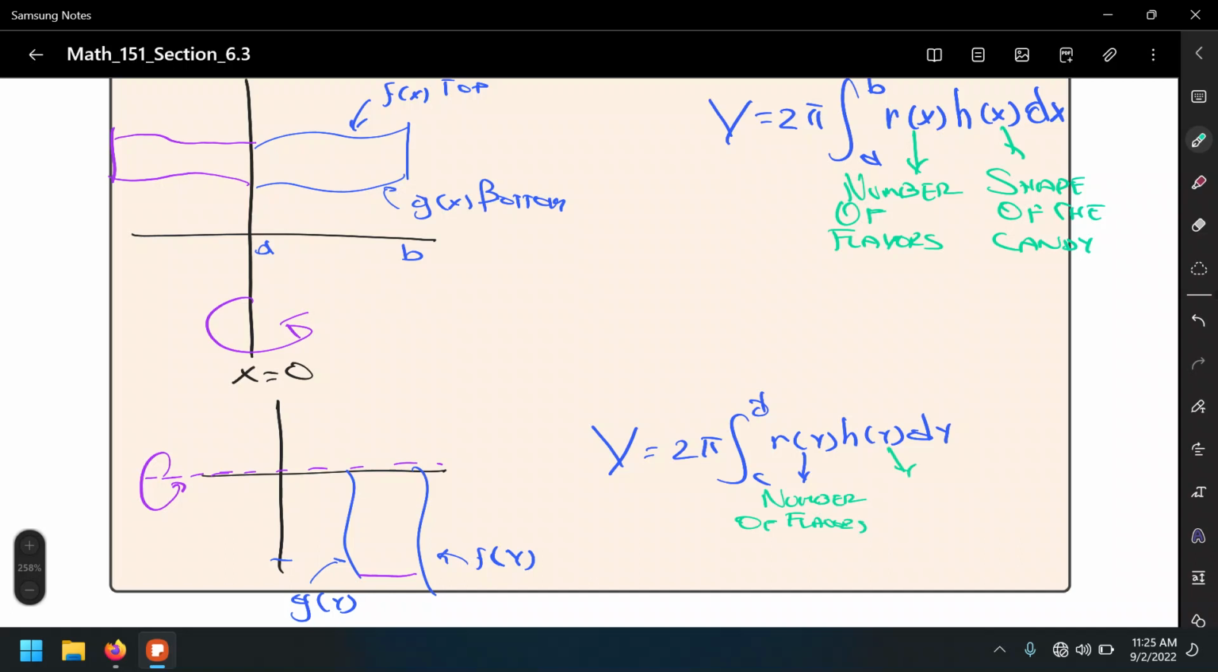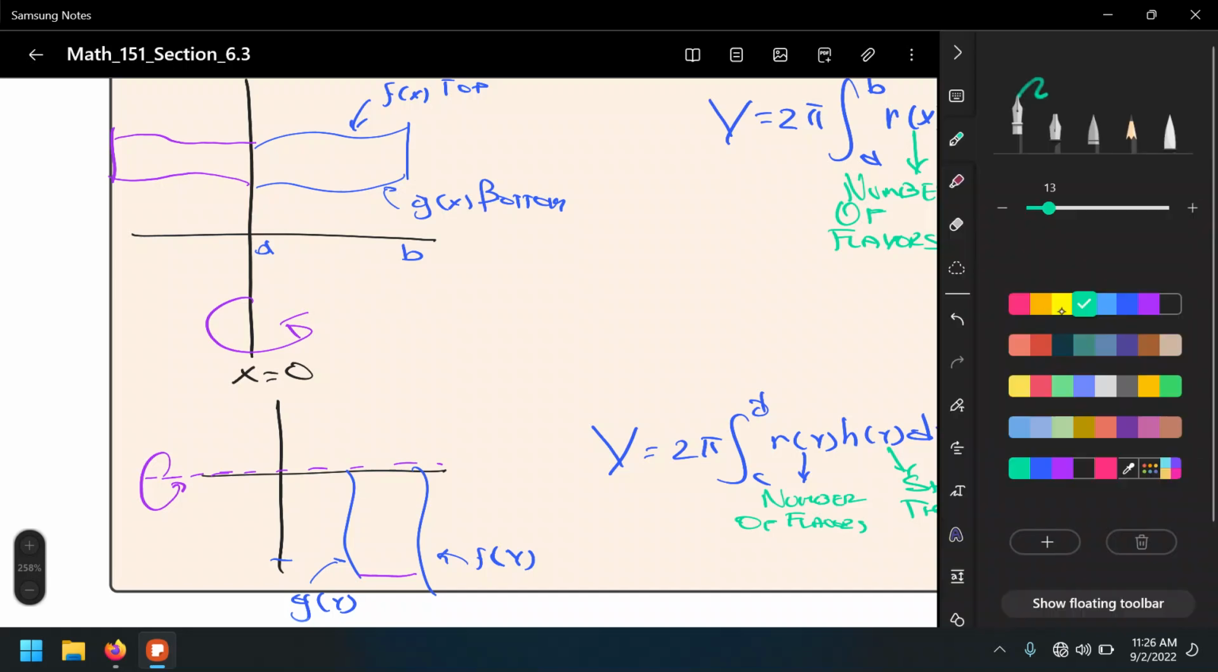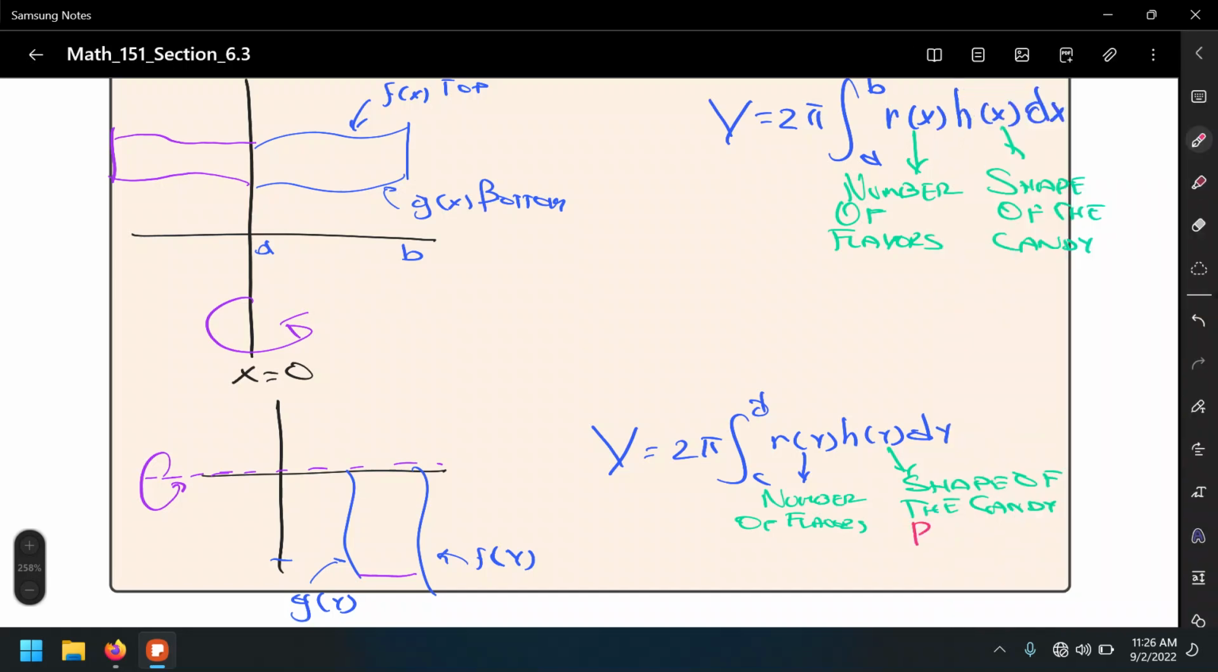And again, h of y will be the shape of the candy. Right, the shape of the candy. Well, in this case, this is not going to be top minus bottom, but right minus left. Right minus left. And let me go back to top minus bottom.